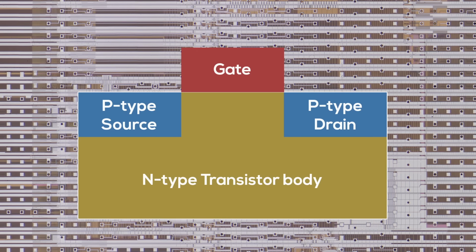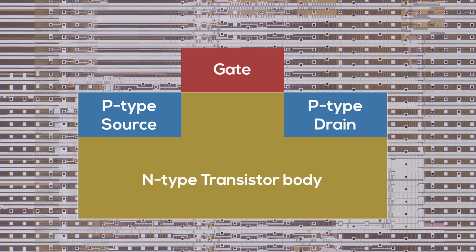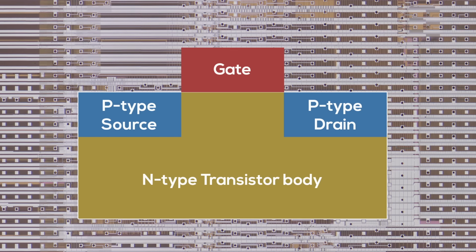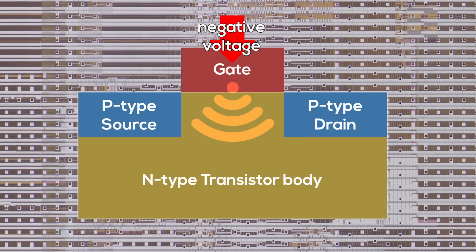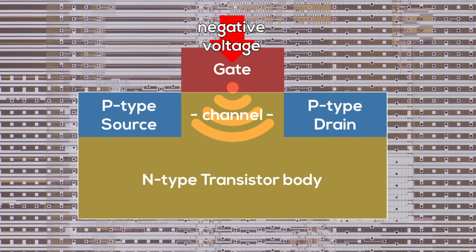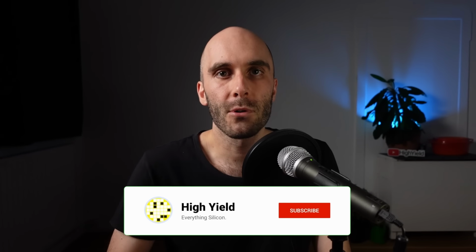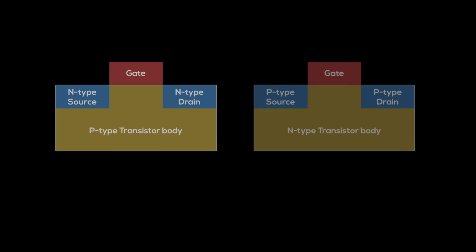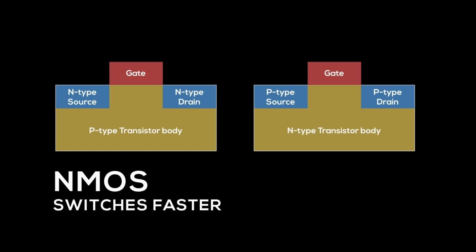A P-type or PMOS transistor uses P-type material for source and drain and N-type for the body of the transistor. A PMOS transistor works when you apply a negative voltage to the gate, which repels the electron holes in the N-type body and allows the positive source and drain regions to form a channel. NMOS and PMOS are very similar. They just function in electrically opposite ways. A NMOS transistor needs a positive voltage to be turned on. A PMOS transistor needs a negative voltage. As such, they also have their own advantages and disadvantages. NMOS switches faster, and PMOS is more power efficient.